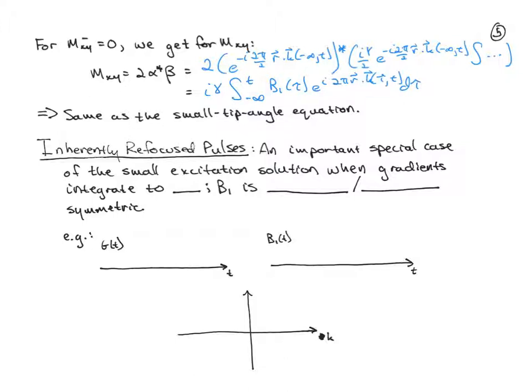So this is the same as the small tip angle equation, and we can think about the small tip angle equation as being a special case of the small rotation solution where the magnetization is initially along the z-axis.